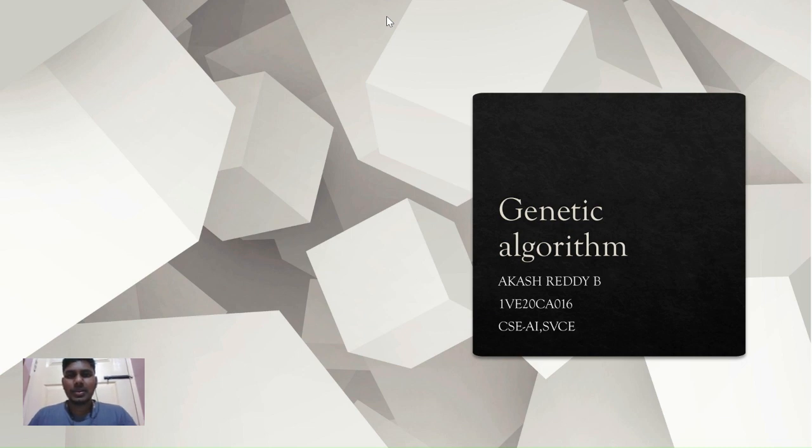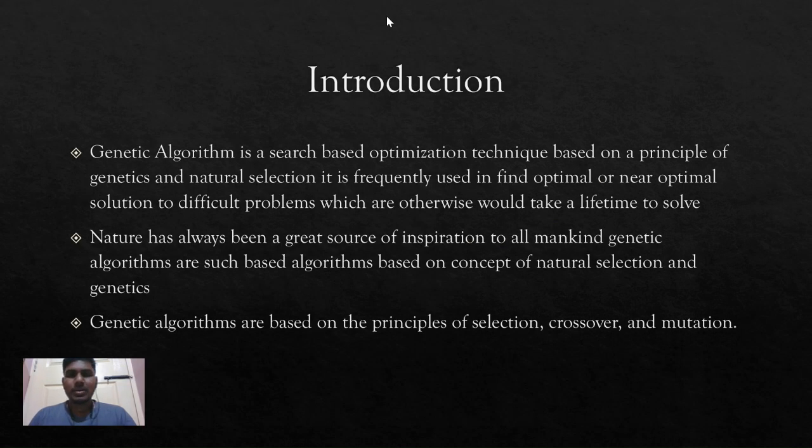So today's topic is about genetic algorithm. So let's go through the basics of genetic algorithm. Introduction. It is a search-based optimization technique based on the principle of genetics and natural selection. It is frequently used to find an optimized or near-optimal solution to a difficult problem which would otherwise take a lifetime to solve.